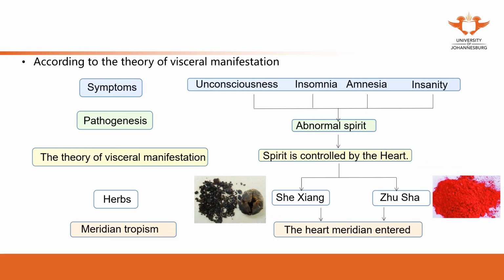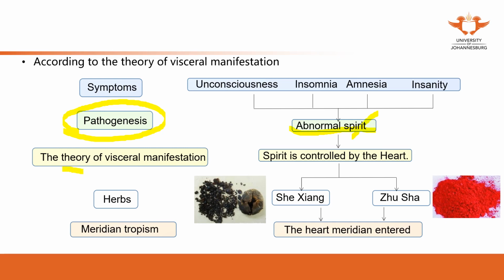According to the theory of visceral manifestation, this actually refers to the Zangfu manifestation. For example, patients suffer from unconsciousness, insomnia, amnesia, insanity, or mental disorder. These are 4 very different types of manifestations or symptoms. These all fall in the category of abnormal spirits when we talk about the pathogenesis. Abnormal spirits or abnormal mind.